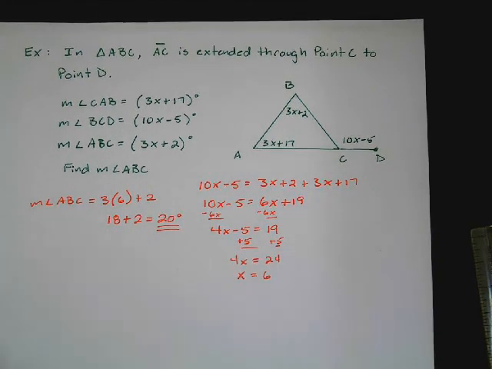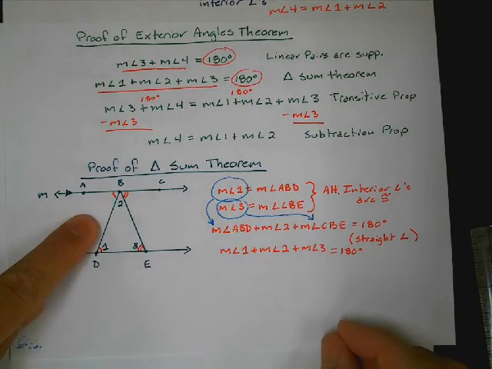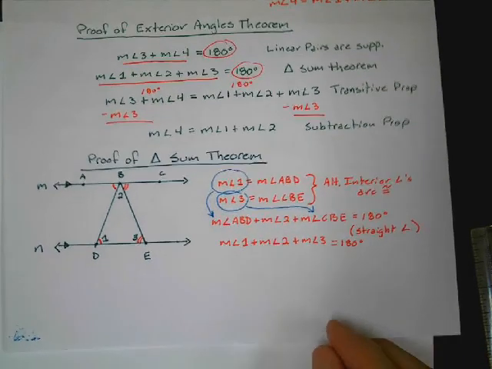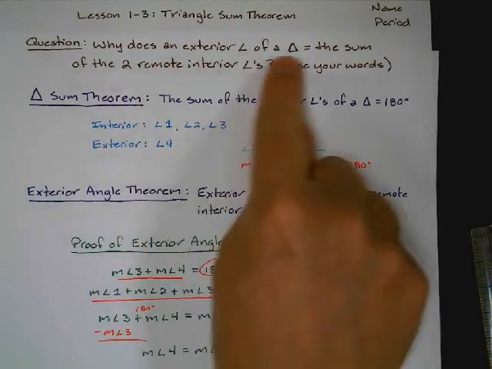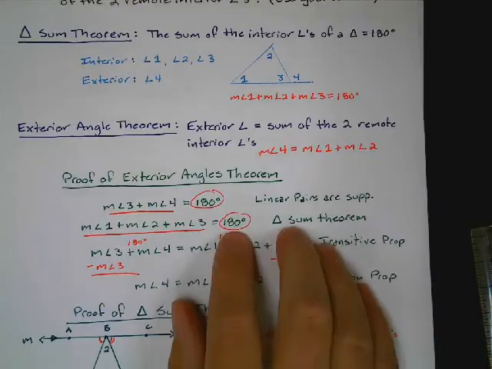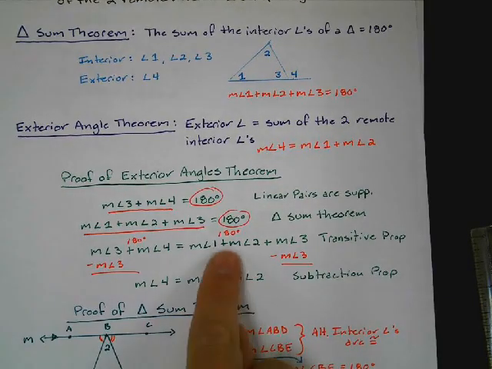Done. All right, so you have some problems like that. You'll also have, I think, at least one problem that walks you through the proof of the triangle sum theorem. And that's your homework. Make sure that you answer this question. Why does an exterior angle of a triangle equal the sum of the interior angles? We covered that in the proof. You just have to take this and put it into words.